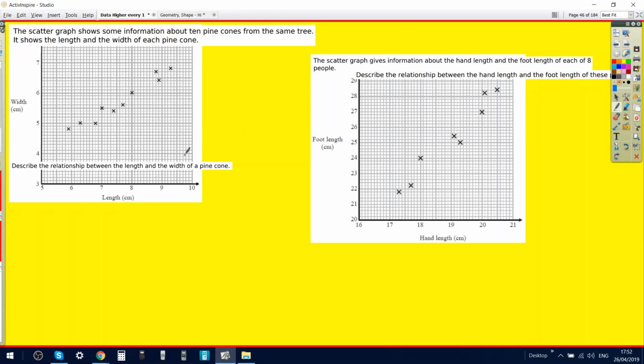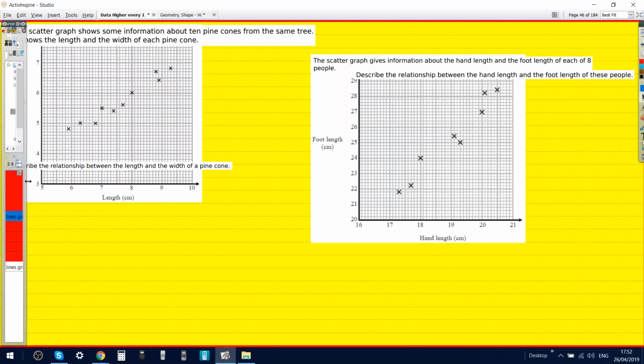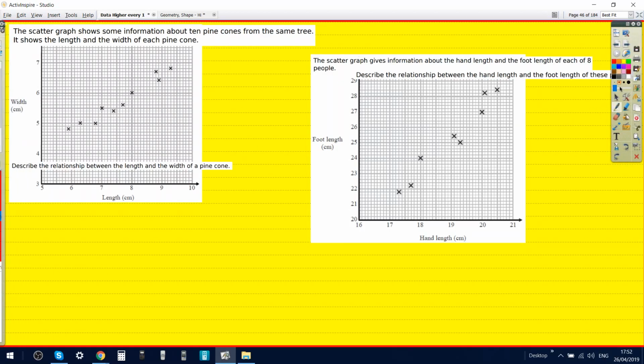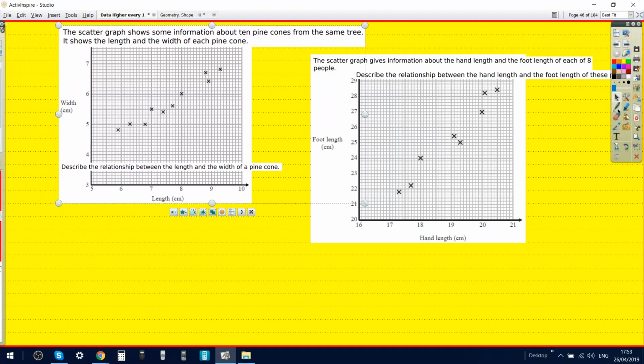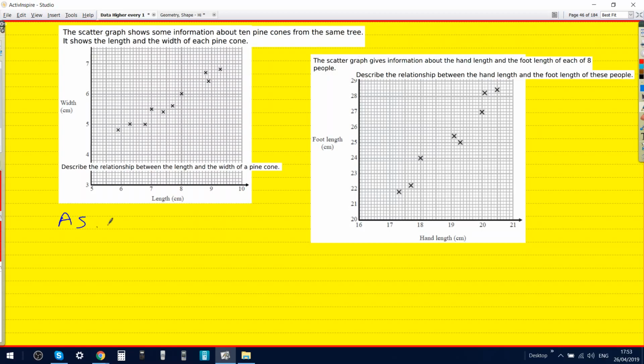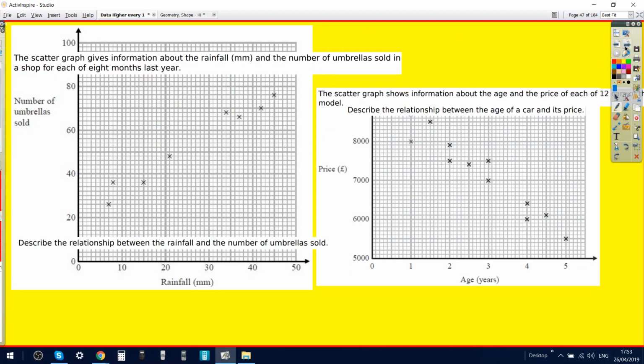Okay, how about this on the left? It's a proportional relationship or a linear relationship. Yeah, and so increase in width equals increase in length. Yeah, correct. So I'd say as length increases, width increases. Yeah. Okay, how about the one on the left here? The higher the rainfall, the more umbrellas sold. Yeah.